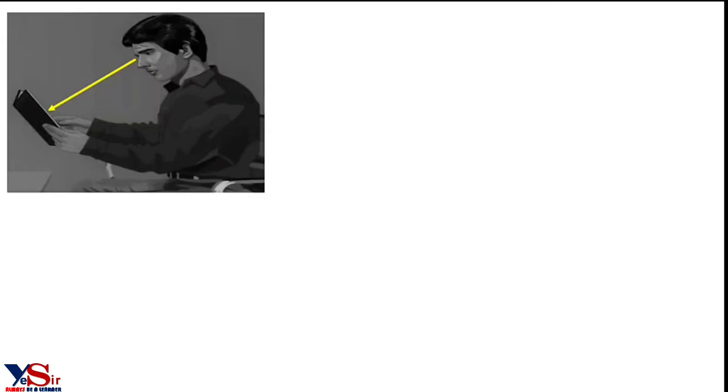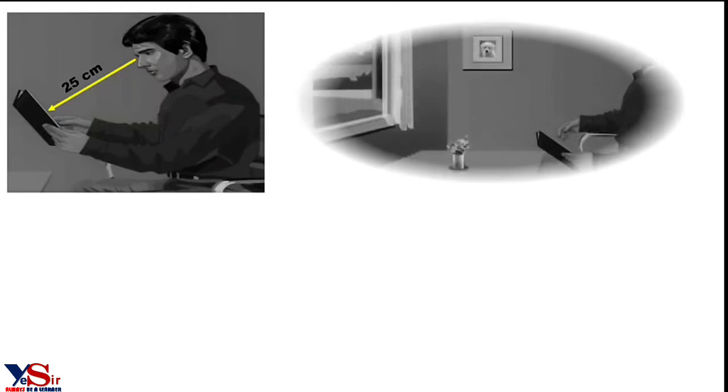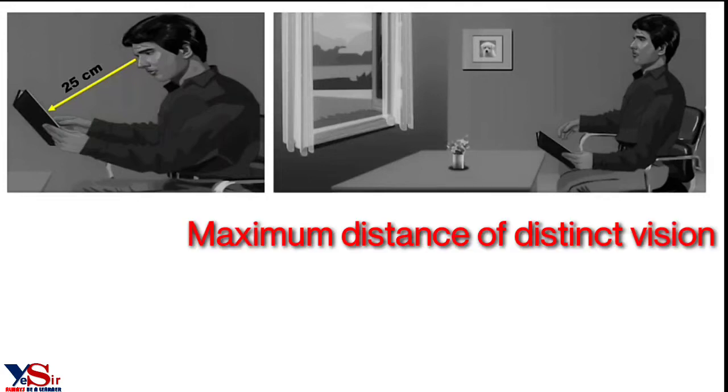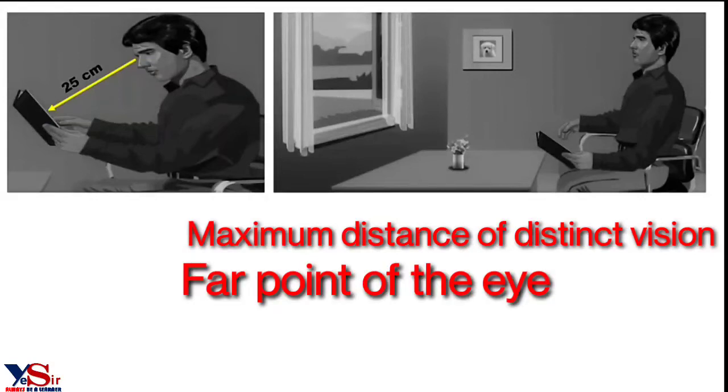Now observe the next picture. In the next picture, the person can easily see distant objects, plants or people without straining their eyes. The farthest, maximum distance of an object from a human eye at which it is clearly visible without stress on the eye is called the farthest or maximum distance of distinct vision. The position of the object at this distance is called the far point of the eye.